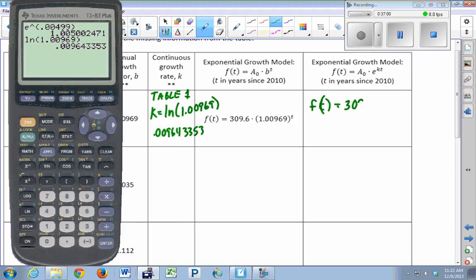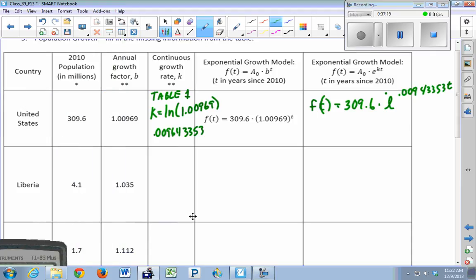So if I use my continuous growth rate, f of t equals, for the United States, 309.6 million people as of 2010, times e to the 0.009433353t.